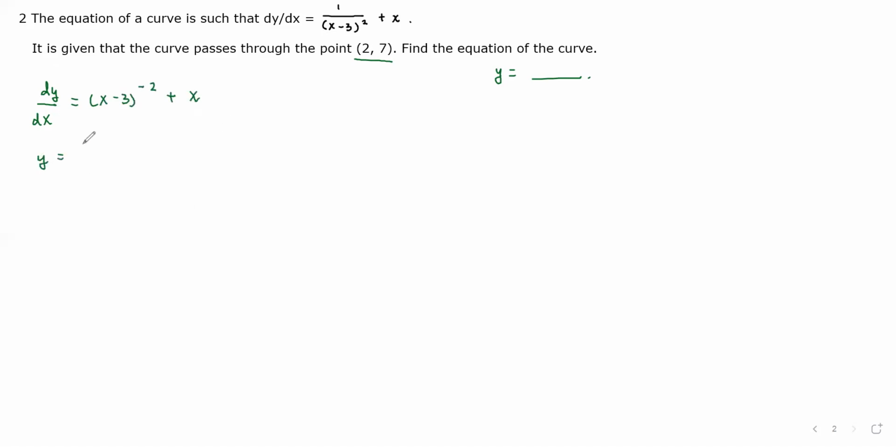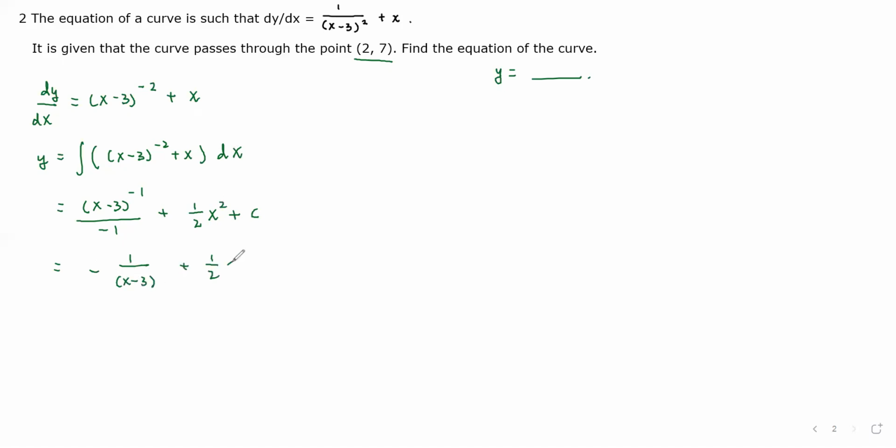And then to find y, we just integrate dy dx with respect to x. Upon integration, we have x minus 3 to the negative 1 over negative 1 plus 1 over 2 x squared plus c. This is negative 1 over x minus 3. And then we need to find the constant of integration, which is c.